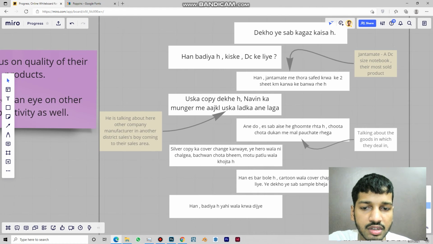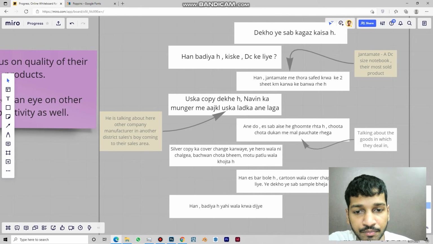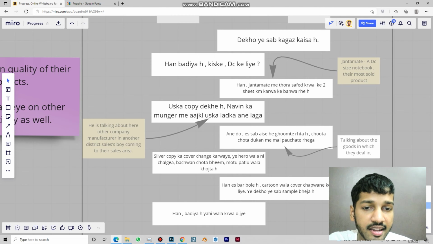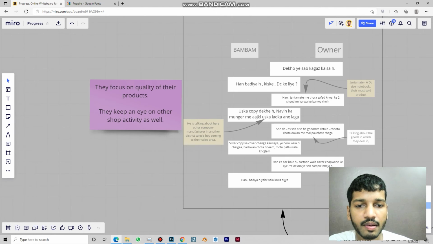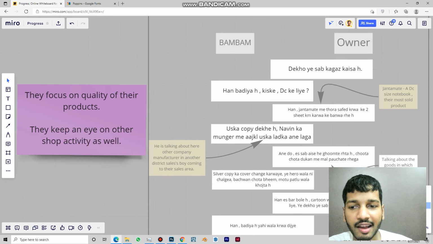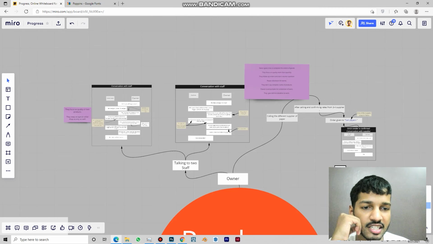Then the customer of the employee said, have you seen the copy of Naveen's? Naveen is one of their competitors in another district. In Munger these days his son is coming. So one of the market men is coming to their Munger where they sell goods, so they have a competitor. It means the inference was they keep an eye on the other shops' activity as well.